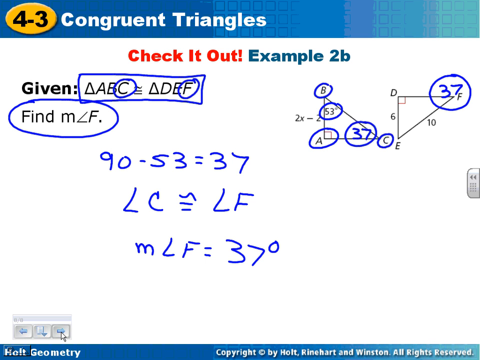So I could mark this one. Angle F is 37. So just to add to it, you should be able to look and tell me what the measure of angle E is. And E corresponds to B. That means that E would have to be 53. Again, that's not asked, that's just extra information.